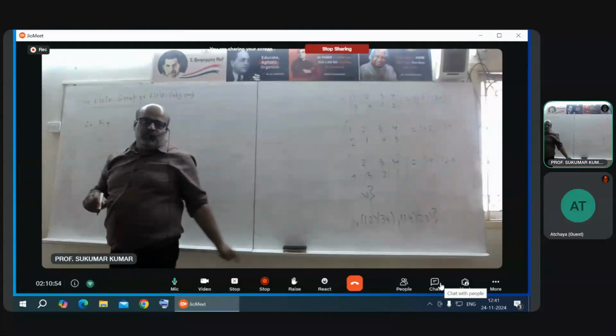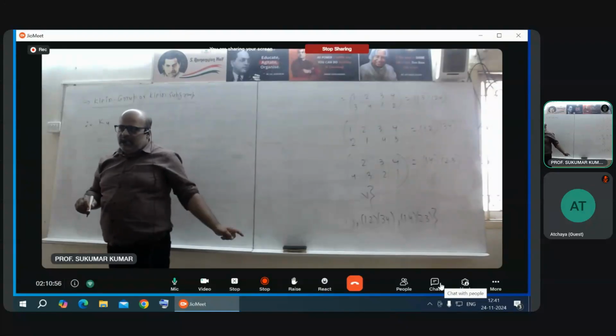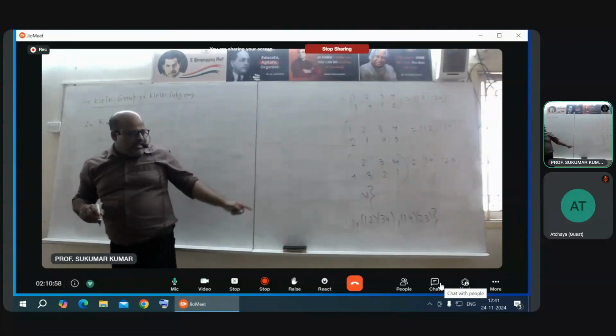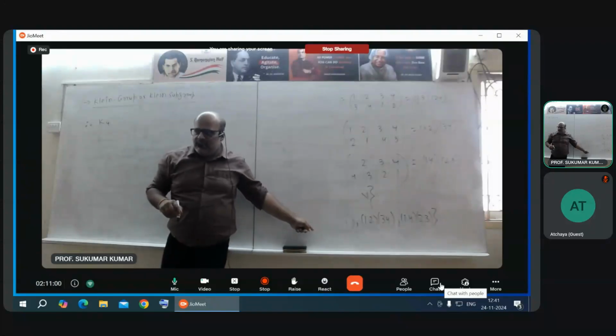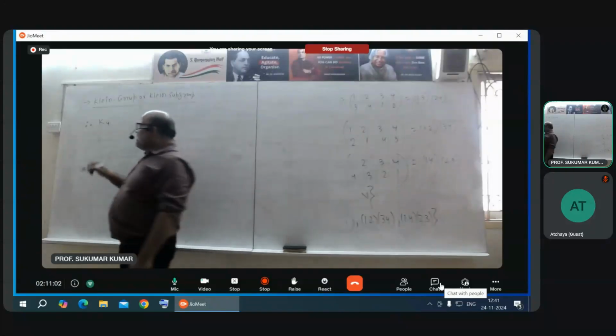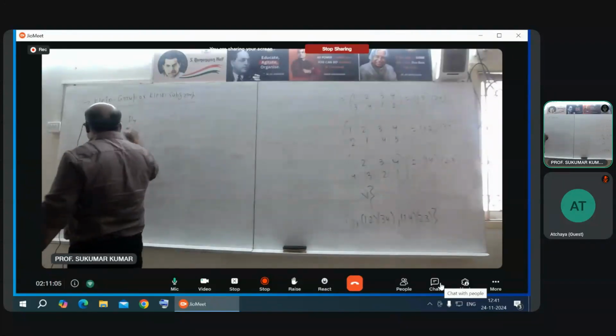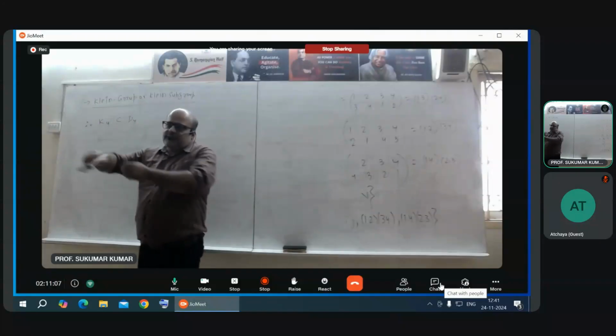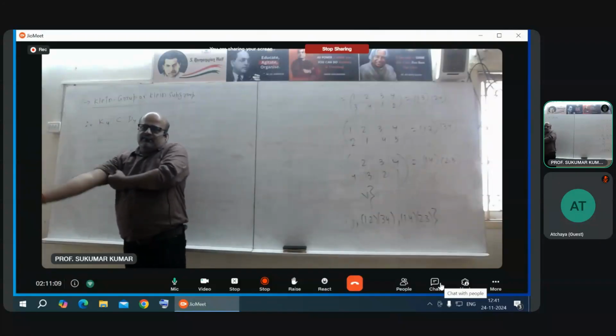K4 elements, two types of notation I gave: R0, R180, H, V, and another one, S4 elements. But can I write K4 is a subset of D4? Can write? Can't write.